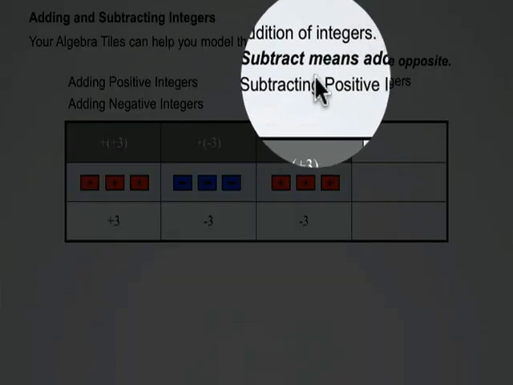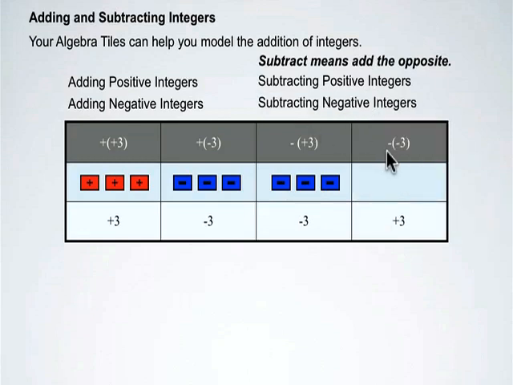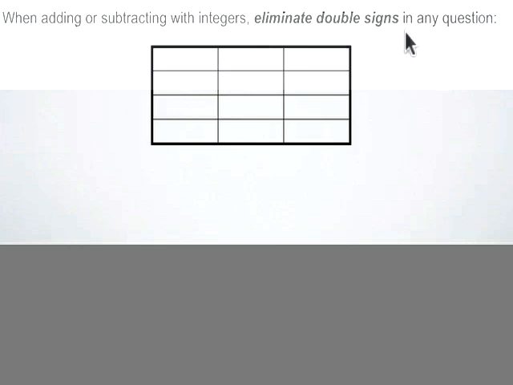Now if I look at subtracting positives, subtracting positive 3 is subtracting 3 red tiles. But remember that subtract means add the opposite. So when I make those the opposite, it's really adding 3 blue tiles. Subtracting negative integers. So say I want to subtract negative 3. Well, negative 3 is 3 blue tiles. But if we go back to the idea that subtract means add the opposite, I'm going to make it the opposite, so 3 red tiles, and that's what I'll be adding in with the algebra tiles.